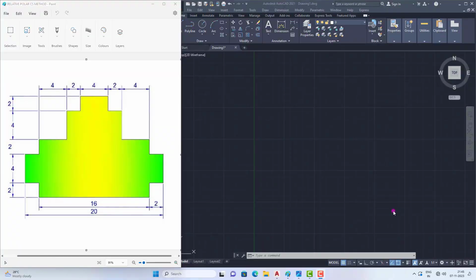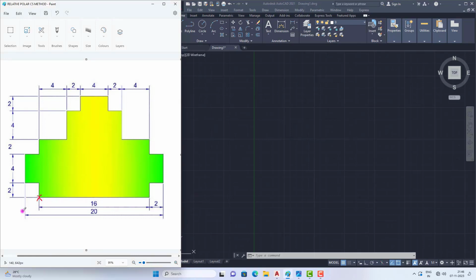Now dear friends, see here there is a drawing like this. We need to complete this drawing by using the relative polar coordinate system. So for this, what should we do first? This is the point. From here I need to start.